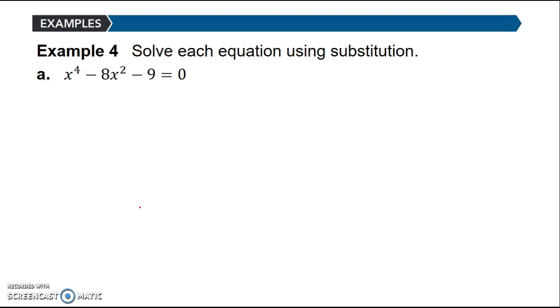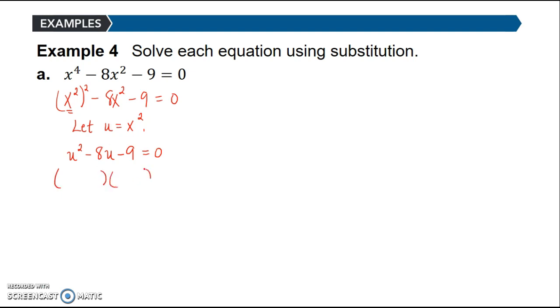So looking at this example, we have x to the 4 minus 8x squared minus 9 equals 0. I could solve this by factoring initially, but we're going to go through and solve it with this u substitution. I notice that x to the 4 is really x squared squared, minus 8x squared minus 9 equals 0. So we're going to let u equal x squared. And in place of x squared, I'm going to put u. So now I have u squared minus 8u minus 9 equals 0. And we're going to solve this by factoring.